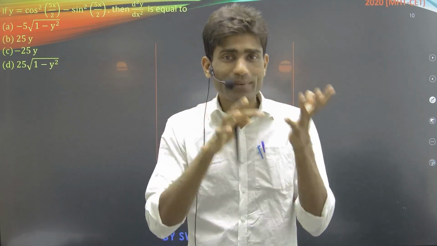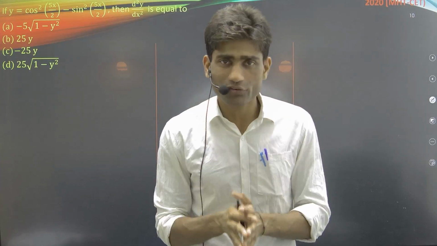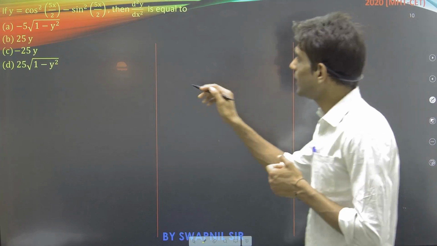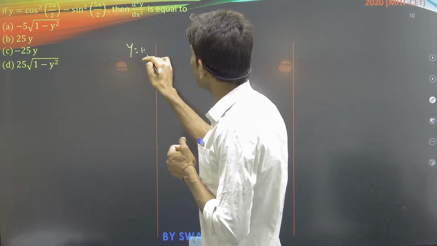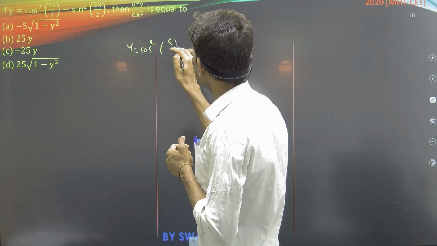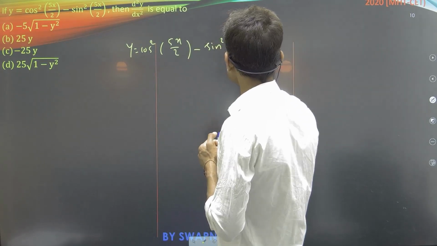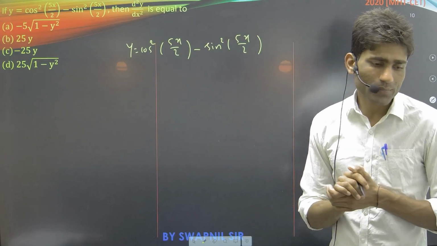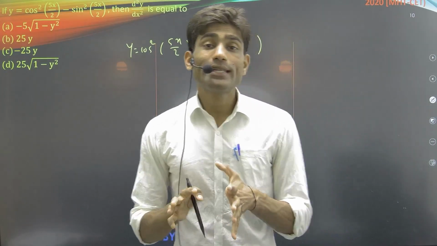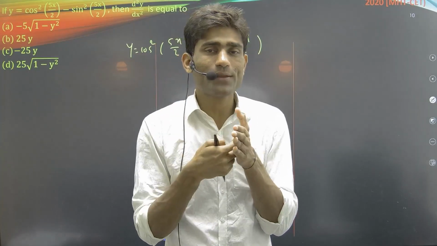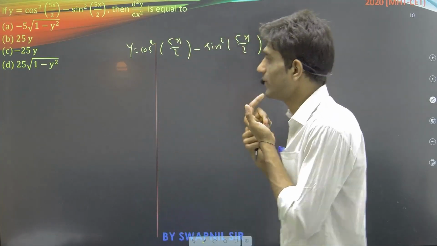But don't worry about that. Actually, it is not that difficult. We have to apply some standard result from trigonometry, simplify our given function, and then go for direct differentiation. So in our function, we are given y equal to cos square of 5x divided by 2 minus sin square of 5x divided by 2, and we want the value of d square y by dx square. That means we have to differentiate our given function twice.